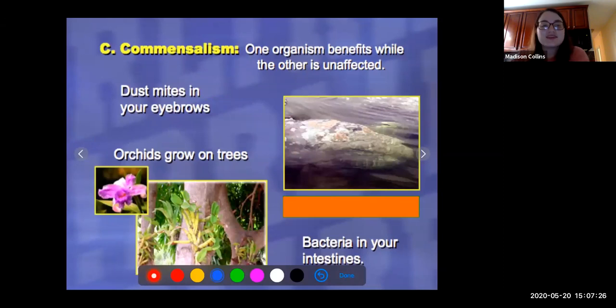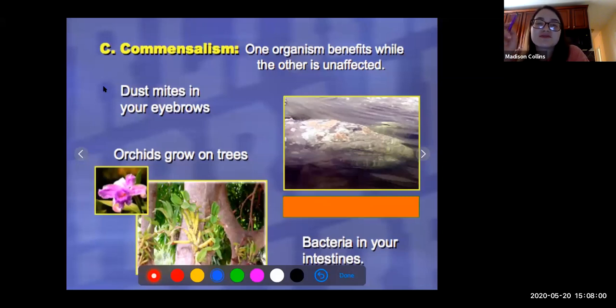So some examples of these are things like dust mites on your eyebrows. I know this is probably gross to many of you, but you've got many, many little dust mites living on your eyebrows and on your scalp right now. And obviously, they're not affecting us. We are not affected by their presence, but those dust mites are thriving on us because they just walk along our skin and pick up all of our dead skin cells. So the dust mites are thriving, they're benefiting, but we're not affected at all. We're not harmed, we're not benefited. Some of you probably didn't even know that they were there.